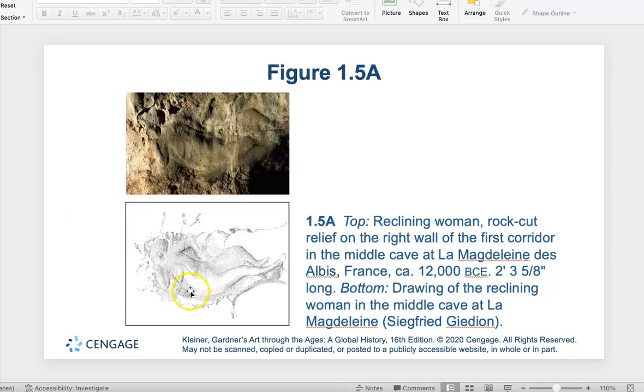Then we also have this, the reclining woman, and they put this drawing down here just so you could get a better idea, because up here it's hard to make out, but down here it becomes a little more obvious. You can see the leg, you can see the arms. She looks like she's literally reclining, just chilling on the lazy boy. It's a rock cut relief on the right wall of the first corridor in the middle cave at La Magdeleine des Albis, France, circa 12,000 BCE. I think that is in the Neolithic period.